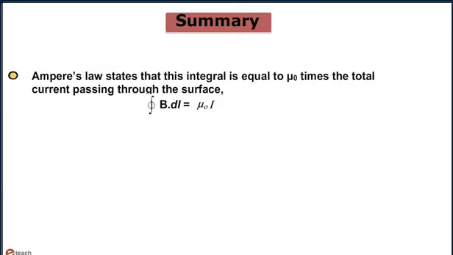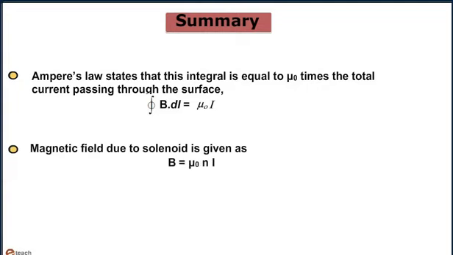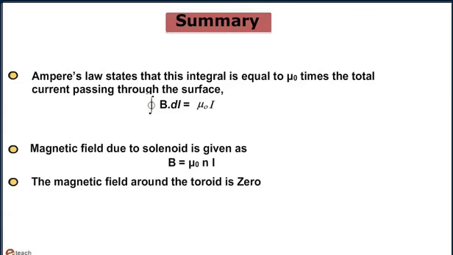Ampere's law states that this integral is equal to mu naught times the total current passing through the surface, that is, the closed-loop integral of B dot dl equals mu naught I. The magnetic field due to a solenoid is given as B equals mu naught n I. The magnetic field outside a toroid is 0.